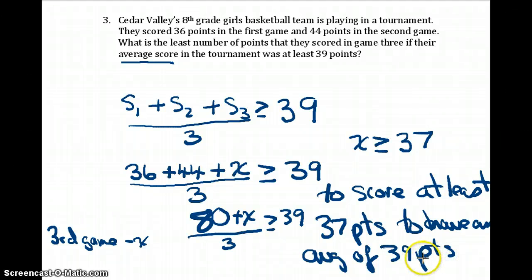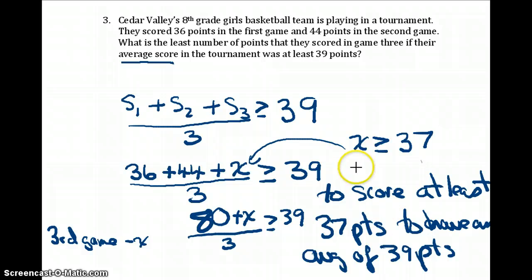Could you check that? Could you put 37 back into here, add it to 44 and 36 and divide it by 3 and see if it was at least 39 points? Absolutely. Could you see that if they scored 40 points, your average was greater than 39? Absolutely. So we can still do the check steps here. So please don't abandon the check steps just because we're dealing with word problems. Did your solution give you a valid conclusion?